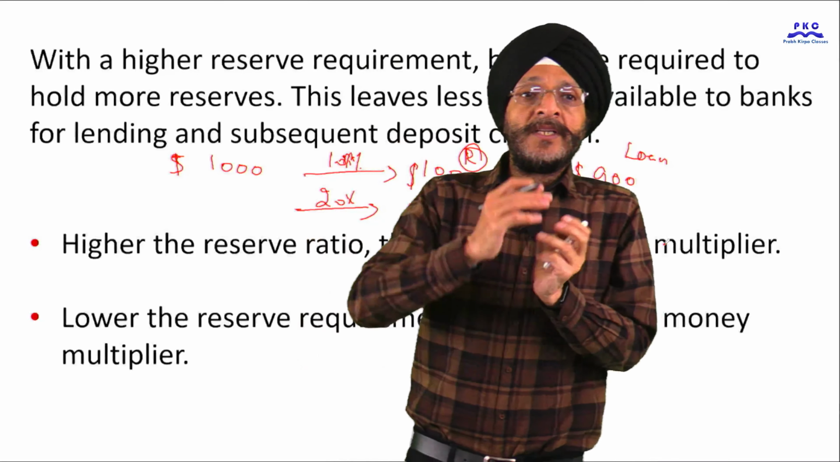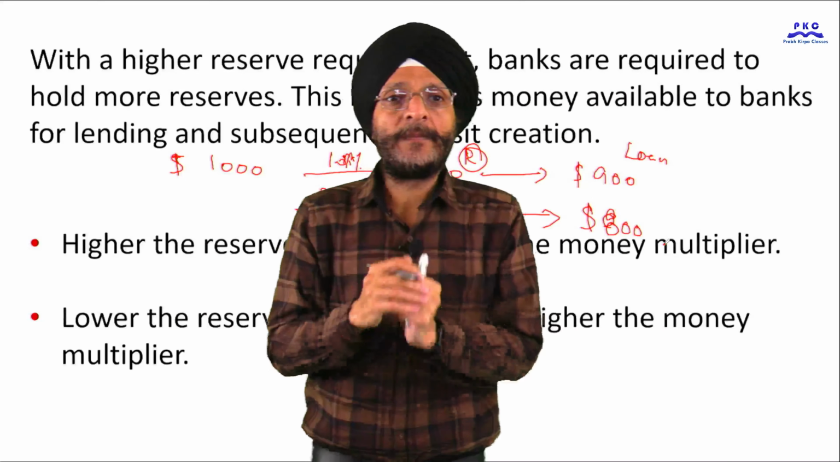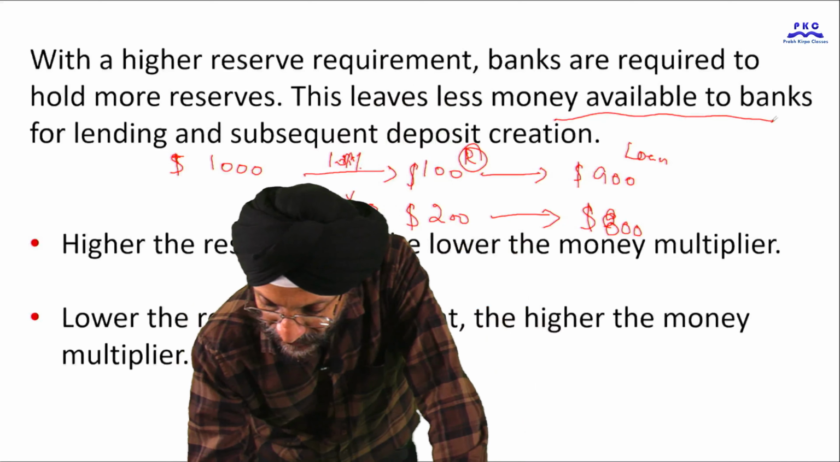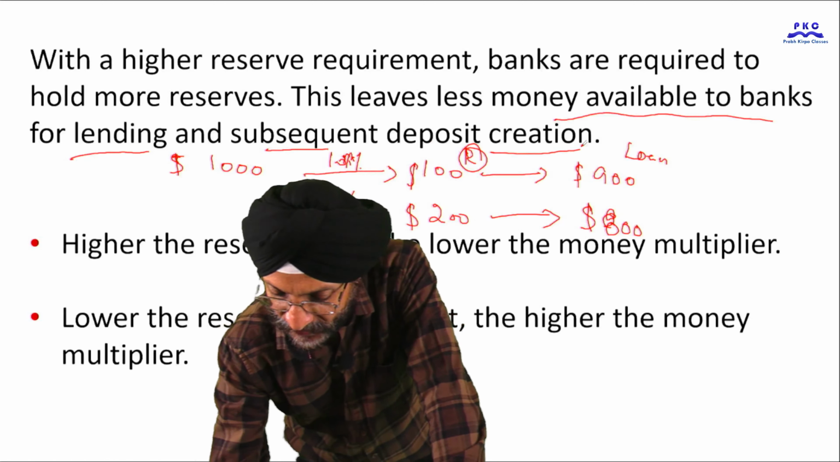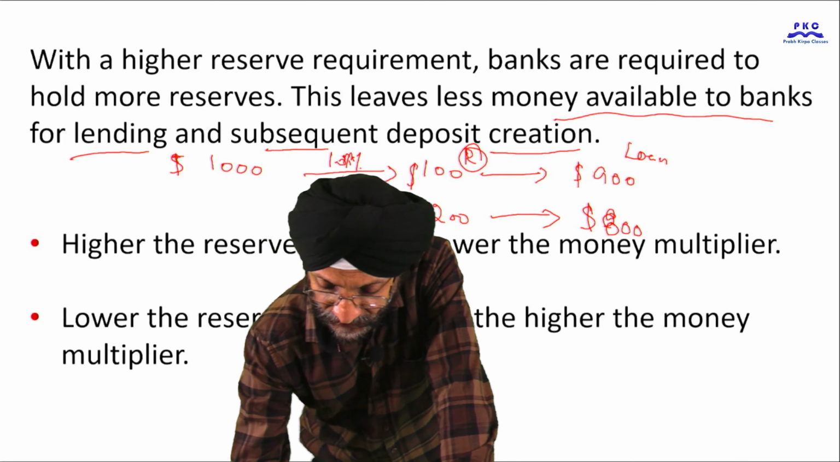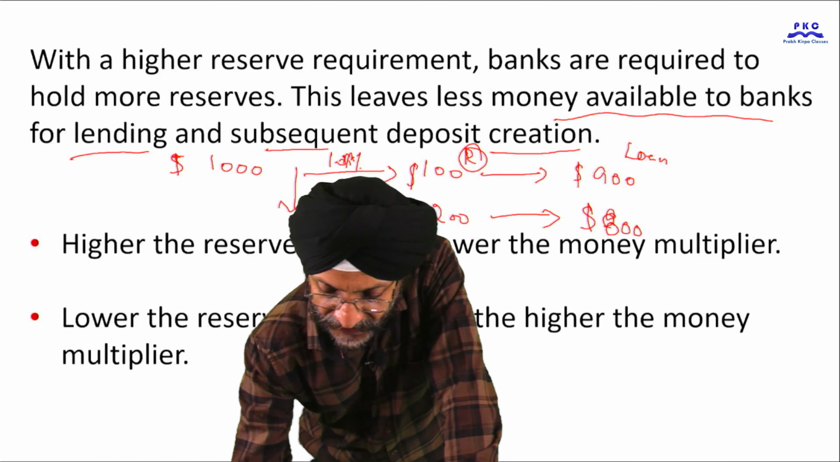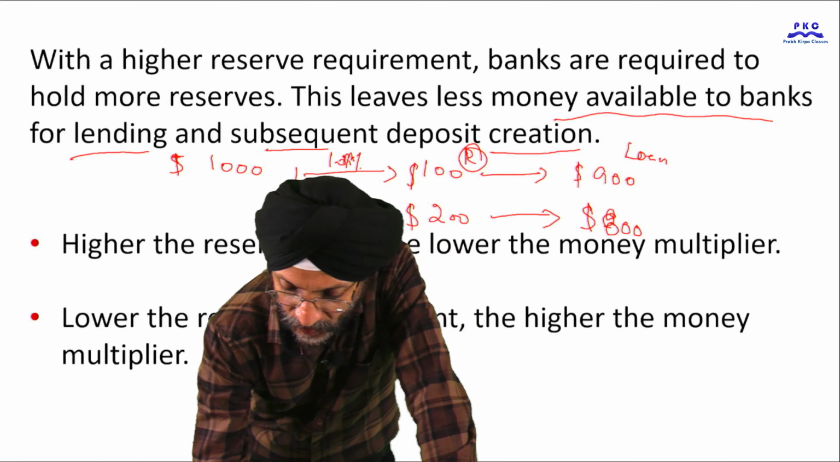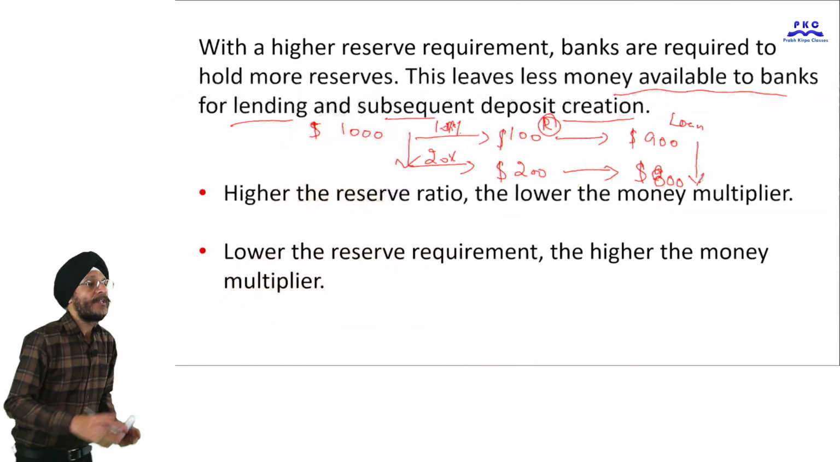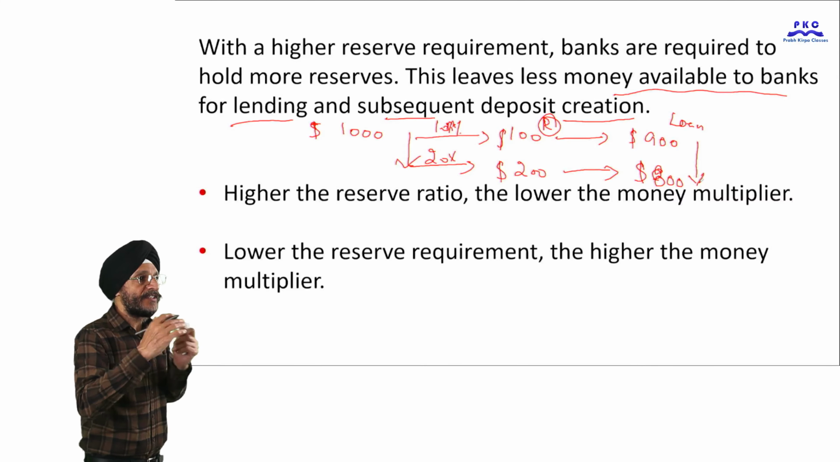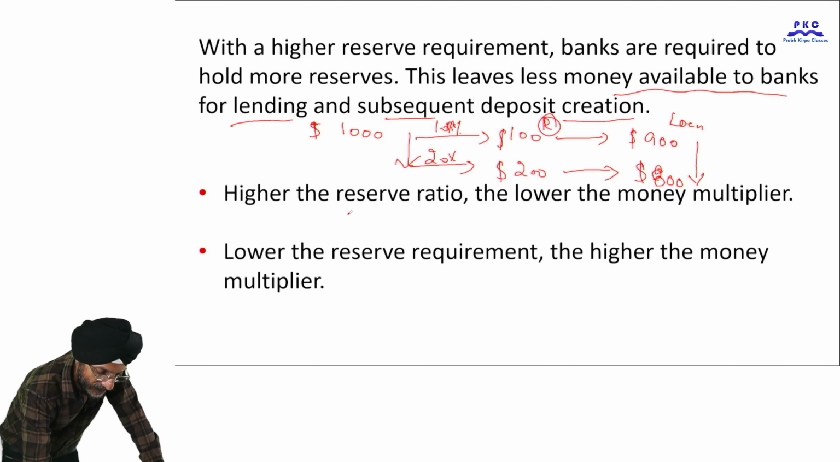So the increase in the reserve requirement leaves less money available to banks for lending and subsequent deposit creation. You will see here that when the reserve requirement has been increased from 10 to 20, the amount available for the banks for giving on loan decreases. The higher the reserve ratio, the lower the money multiplier; the lower the reserve requirement, the higher the money multiplier.